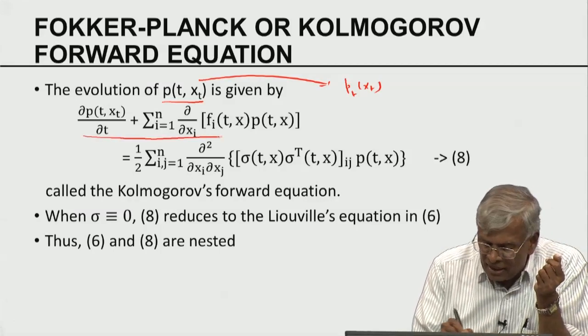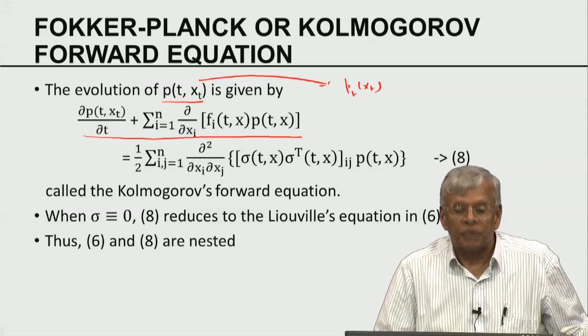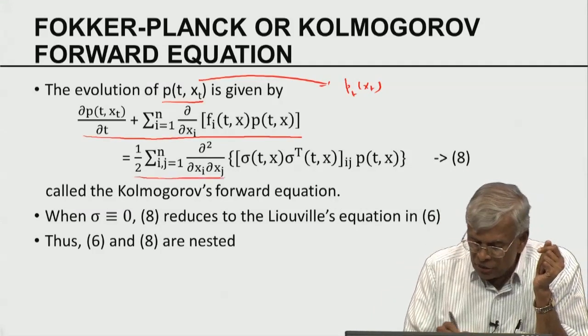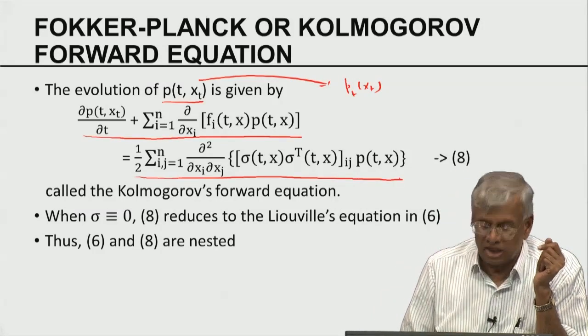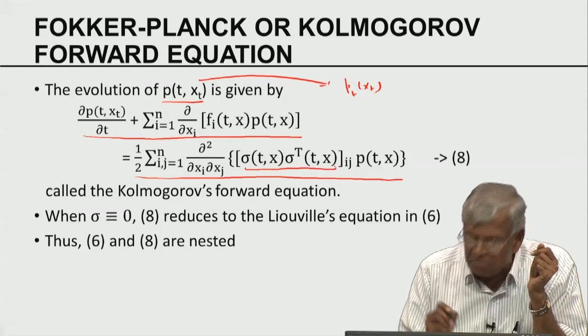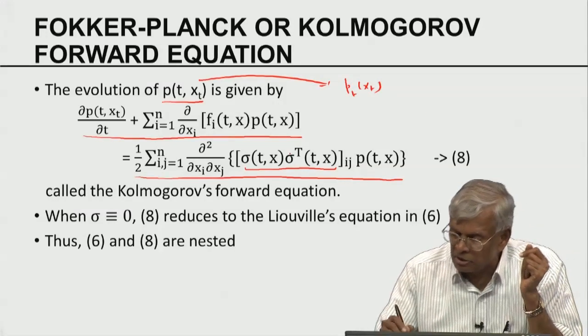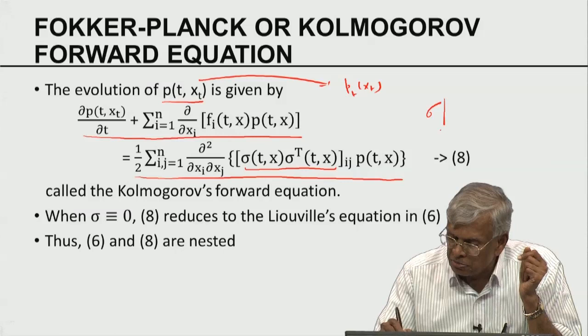The left hand side of this is the same as in Liouville's equation, you can readily see that. The right hand side is the new term that comes into being. The right hand side squarely depends on the matrix sigma. So sigma is a matrix, and sigma transpose is the transpose matrix. Please remember, sigma is n by p.